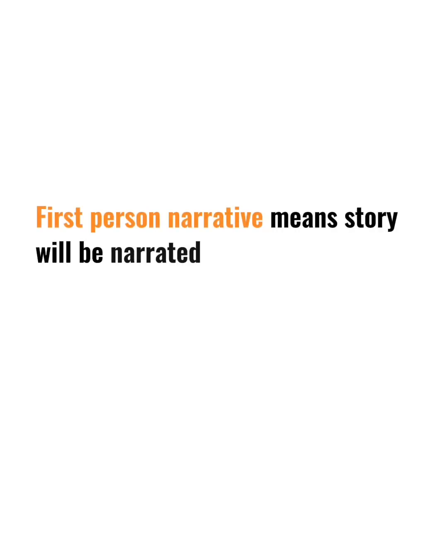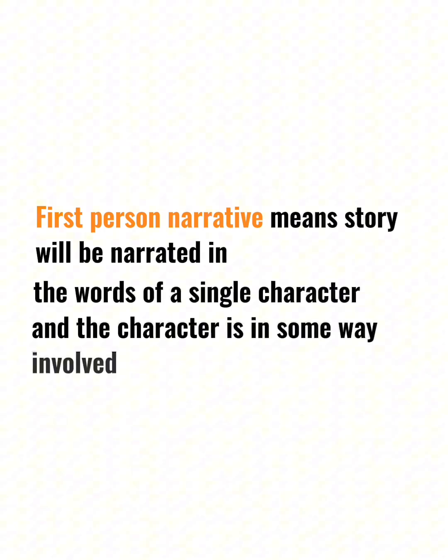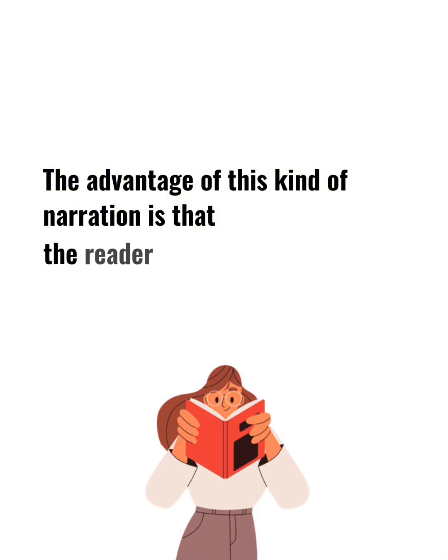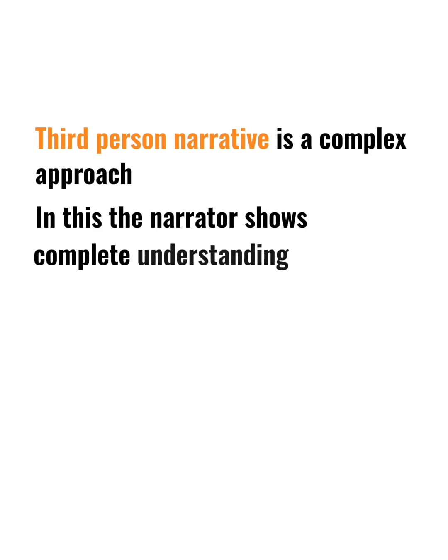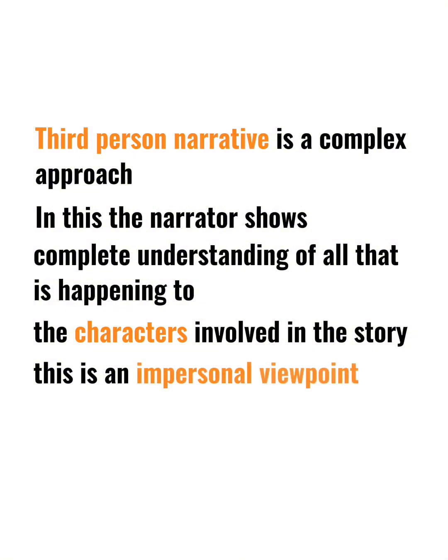First person narrative means the story will be narrated in the words of a single character and the character is in some way involved in the story. The advantage of this kind of narration is that the reader can identify and sympathize with the narrator quickly. Third person narrative is a complex approach. In this, the narrator shows complete understanding of all that is happening to the characters involved in the story. This is an impersonal viewpoint.